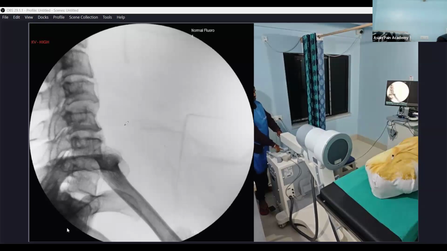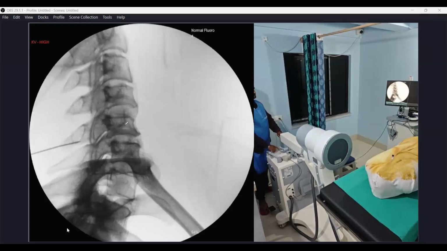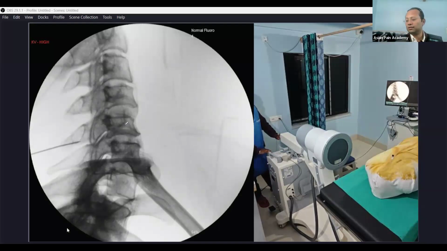Sir, medially, to avoid the vertebral artery, we should not go? Medially, no, there is no vertebral artery. You can enter between two laminas. It can be an epidural. I mean, you can inadvertently go in between two laminas. That is it.